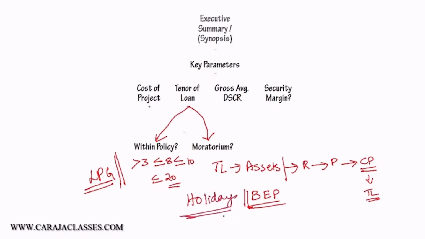Here the bank may agree to a holiday in terms of principal. The bank may say, okay, take the loan, and for up to 6 months you need not pay any principal, pay only interest. It means this is the moratorium, that is, the principal holiday period given to the borrower. So what the moratorium is should also be captured.